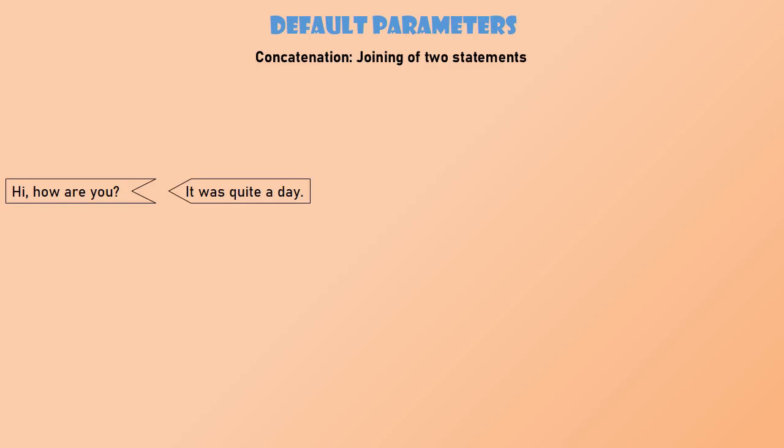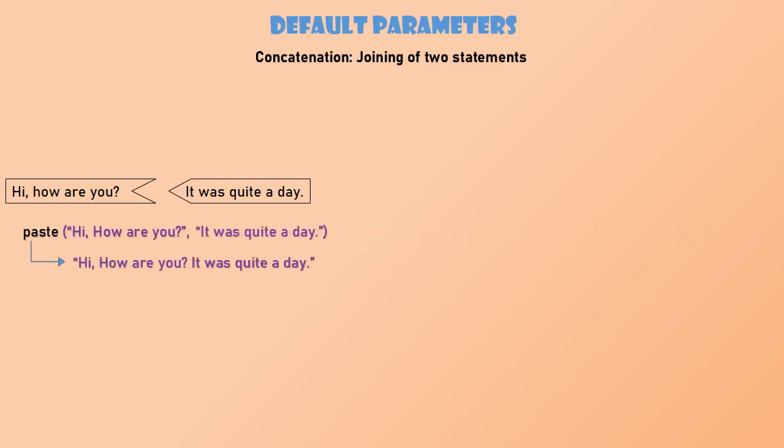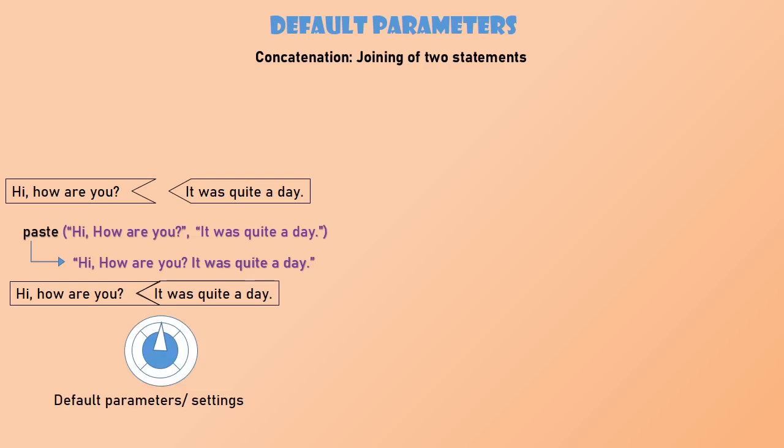For example, if we want to join or concatenate two different data, "hi, how are you" and "it was quite a day", then we just add these data values as arguments to the paste function and it will give a joined or concatenated data: hi, how are you. It was quite a day. There are some inbuilt default parameters here, such as having a space between two data values.